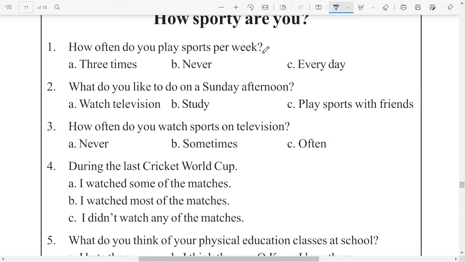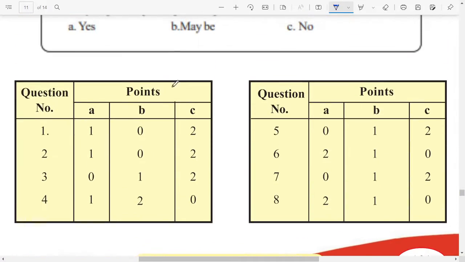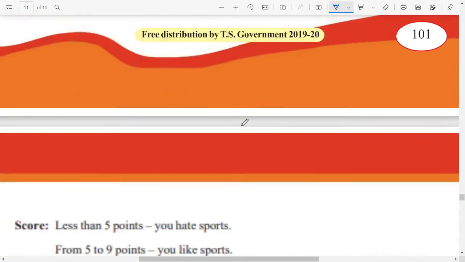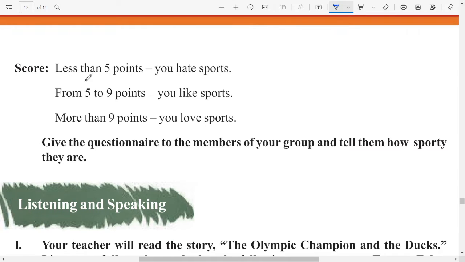Okay, so how often do you play sports per week? Do you play every day or never or thrice a time? So based on this, you have some calculations here. You have to give points for yourself. Okay, next. If you are getting less than 5 points, then you hate sports. If you are getting 5 to 9 points, you like sports. If you are getting more than 9 points, you love sports. So students can do this activity. You will understand how good you are at sports and all.